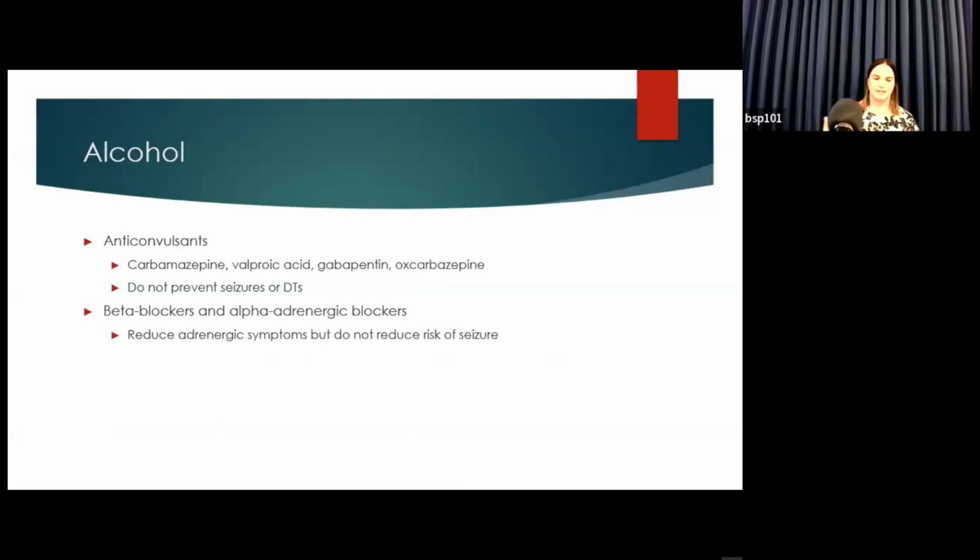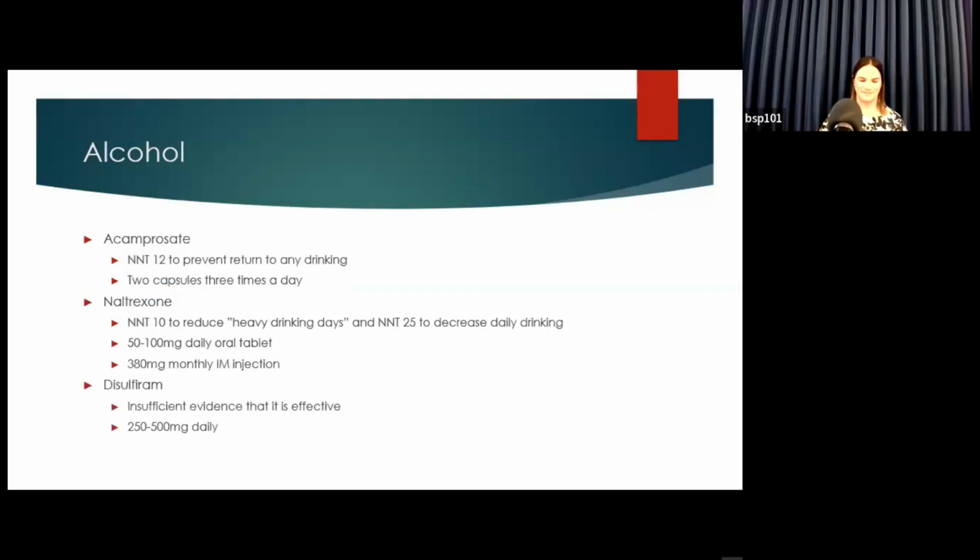Again, anticonvulsants are not that useful. Beta blockers and alpha-adrenergic agonists reduce adrenergic symptoms, but they don't reduce your risk of seizure. So they make people feel better, but they don't actually help with the severe withdrawal symptoms.